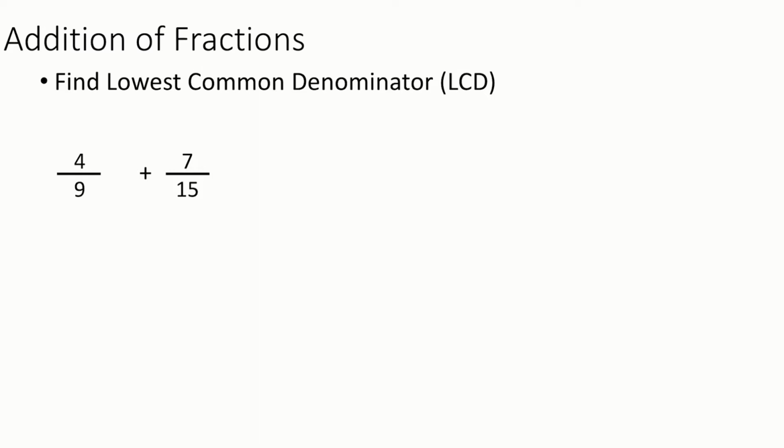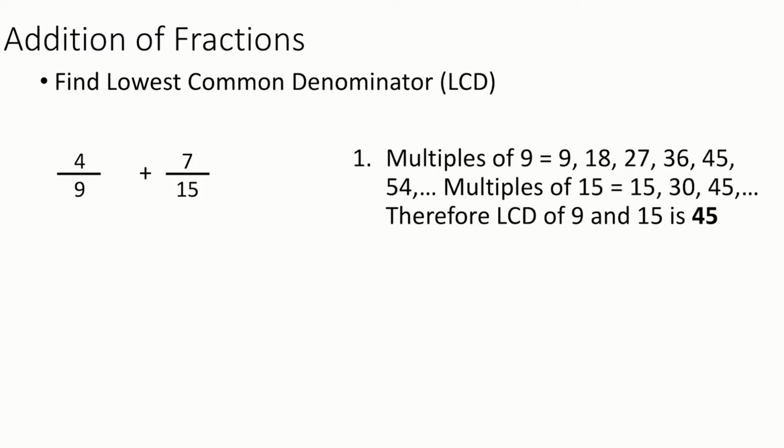So let's list out the multiples of 9 and the multiples of 15. We'll see 9, 18, 27, 36, 45, 54. Multiples of 15 are 15, 30, 45, 60, etc. So what we do is you go through that list and you find the first number that's common. So in this case, it's 45. So 45 is going to be the number we use as our lowest common denominator.